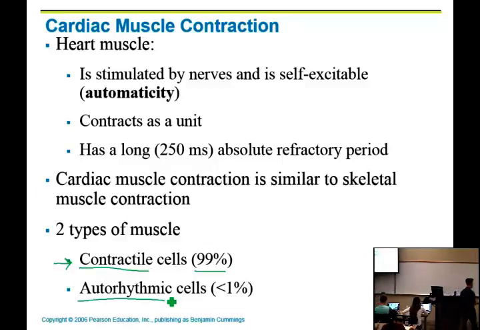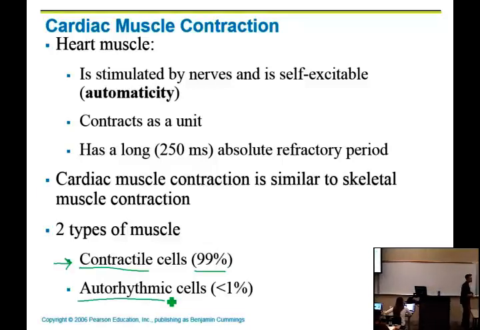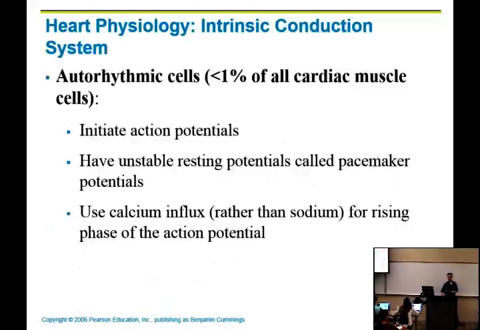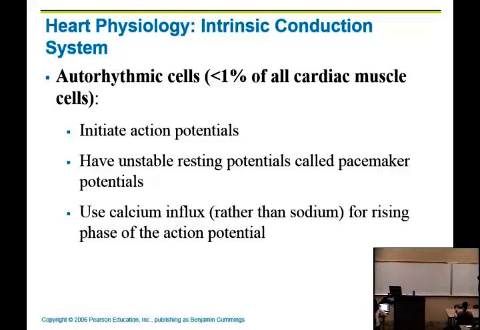Okay? Yeah? So the autorhythmic cells, are they throughout the heart, or are they mostly found in the SA node? Yeah, that's a very good question. The autorhythmic cells, like we said, are the ones that initiate the rhythm, the action potentials. We're going to talk about their membrane potentials and how it works. But these pacemaker cells, pacemaker potentials, are going to be found along what's called the conduction system of the heart.